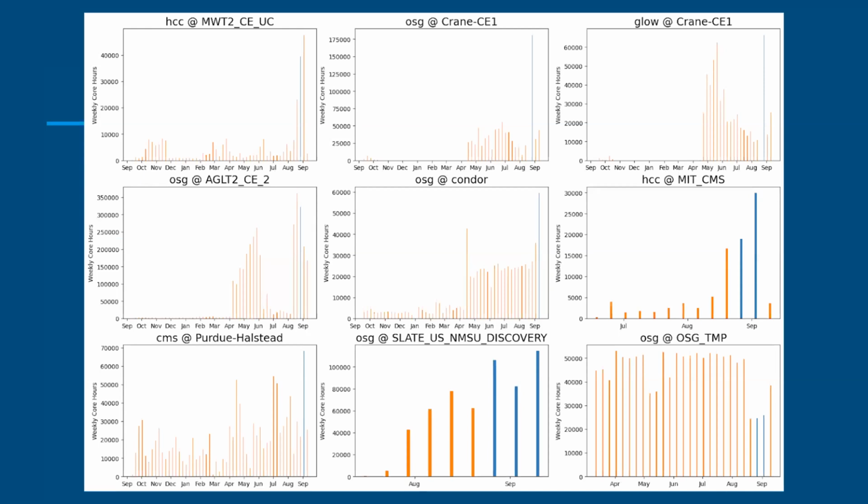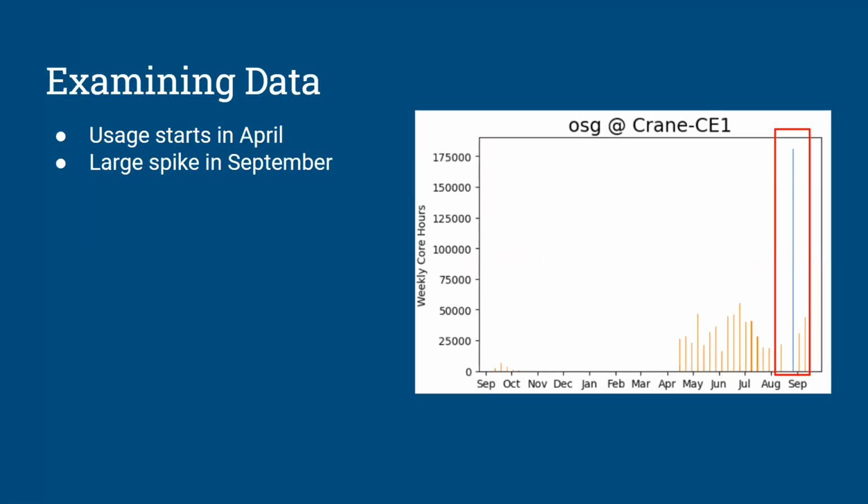So these are the graphs that our program currently outputs. It shows all of the VO sites and their usage for weekly core hours over the last year. And these blue bars indicate outliers. So you can see like in CE Crane 1, we have like a large spike in September, and then in OSG Temp, we have a little dip. And so this is how we'll be examining the data. We are interested in these spikes and dips because we want to know what's causing them and why it's happening.